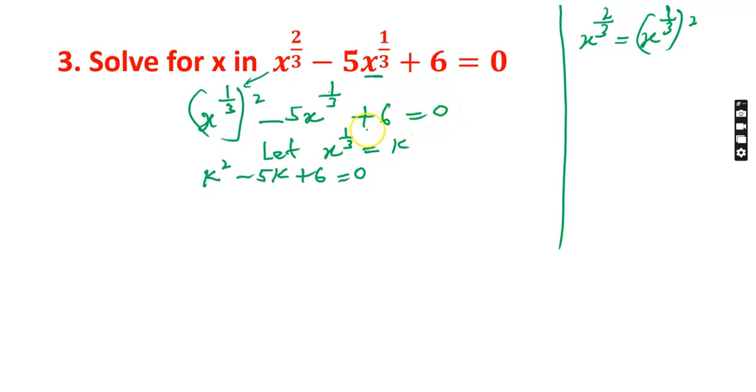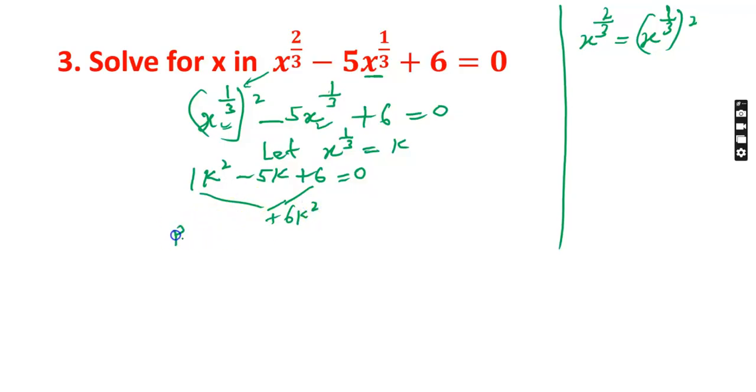Now what you observe here is that we have x raised to the power 1 over 3 here, and we also have x raised to the power 1 over 3 here. So you say let x raised to the power 1 over 3 equal k. That gives us k squared minus 5k plus 6 equals 0. So this is a quadratic equation.